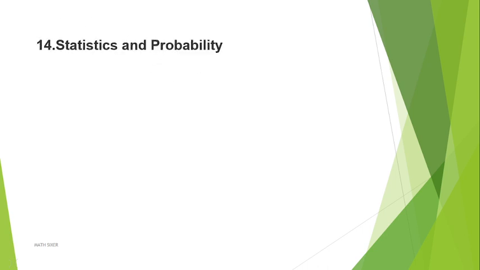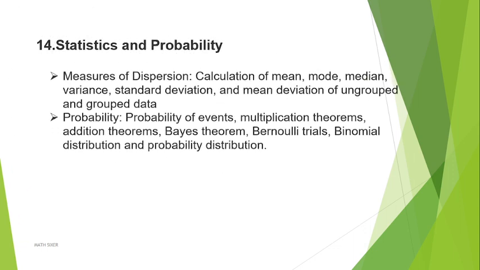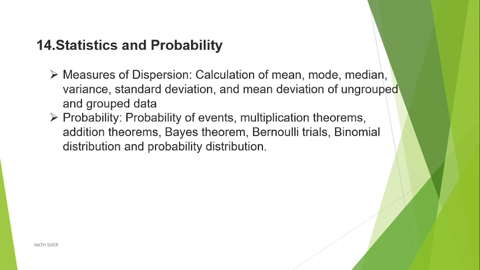Next, the 14th chapter, statistics and probability. So at school level, most people have an idea about statistics and probability. Here we will study measures of distribution, calculation of mean, mode, and median, variance, standard deviation, and mean deviation of ungrouped data and also grouped data. And in probability, probability of an event, multiplication theorem, addition theorems, Bayes theorem is one of the important things, and Bernoulli's trials, and binomial distributions and probability distributions.